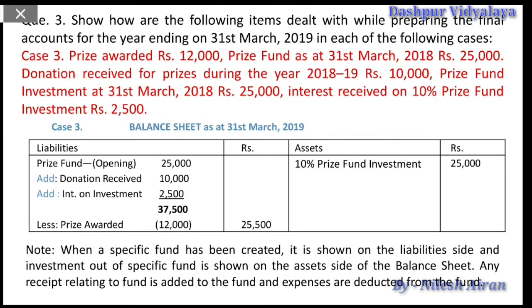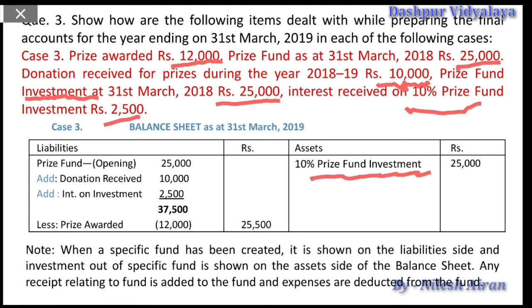Let's see the third case. We are given in this particular question prizes awarded rupees 12,000, prize fund 25,000. We have received a donation for prizes of rupees 10,000 and prize fund investment we have is 25,000. It is 10% interest. We have received 2,500 rupees during the current year. Prize fund investment is an asset for the business. That is why it will be shown on the asset side of the balance sheet.